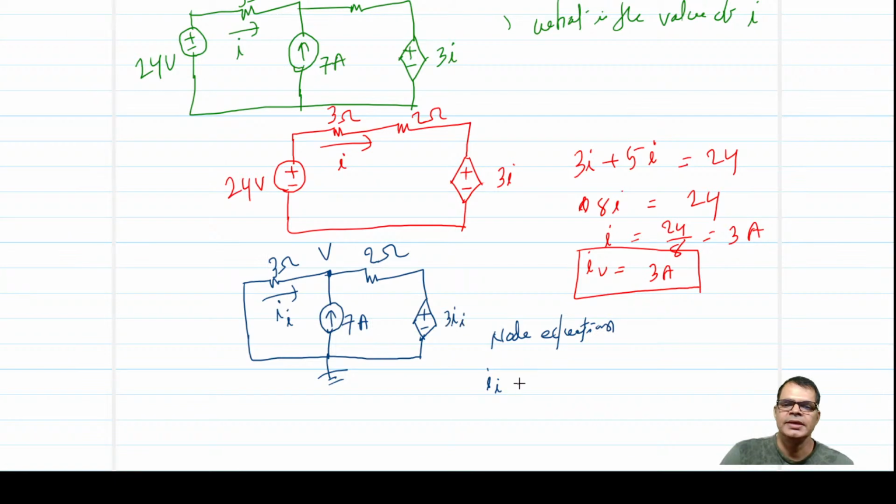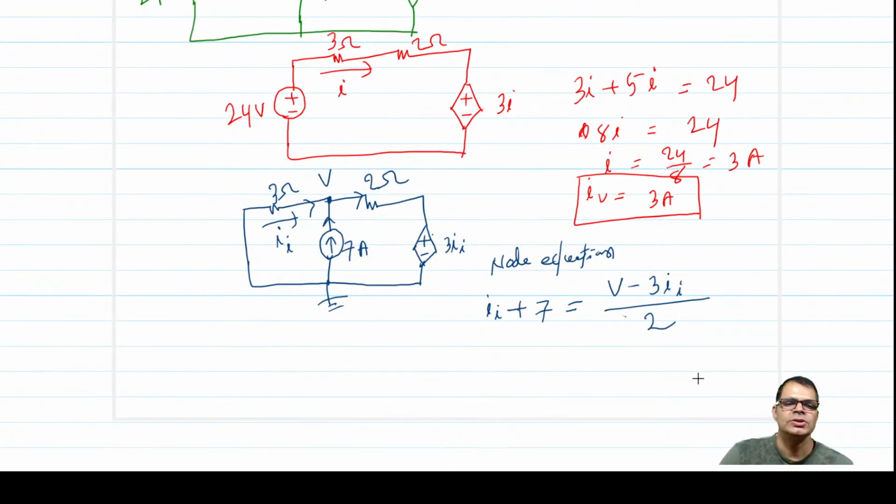So the node equation will be: I' plus 7 equal to this current. This current is equal to this current. What is this current? V minus 3I' over 3, which is equal to 2I'. Right? So multiplying by 2, 2I' plus 14 equals V minus 3I'.